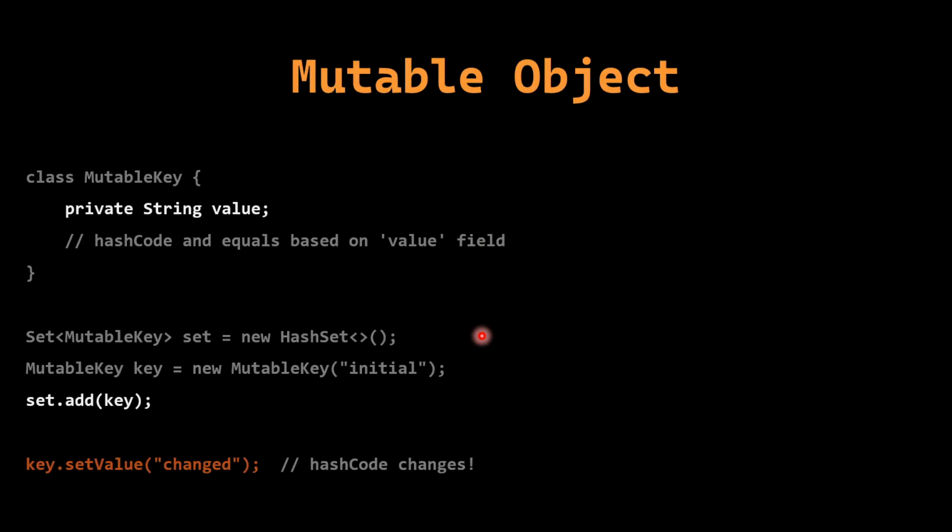Be careful with mutable objects in sets. When using mutable objects in a HashSet, you must be careful not to modify them in a way that affects their hash code after they have been added to the set. If an object's hash code changes while it's in the set, you may not be able to find it later and iteration may behave unexpectedly. This is a subtle bug that can be difficult to diagnose.